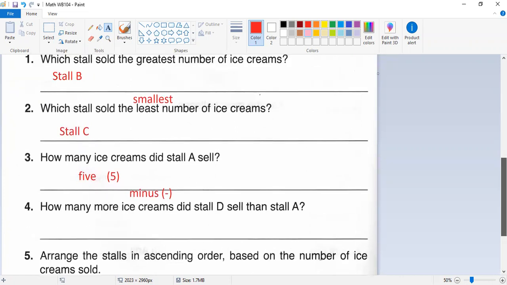So, question number 4. How many more ice creams did stall D sell than stall A? So, we're doing a sum this time. We're doing a minus, a subtraction. D minus A.